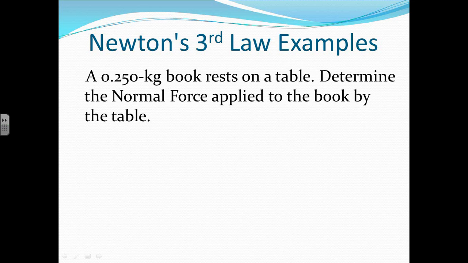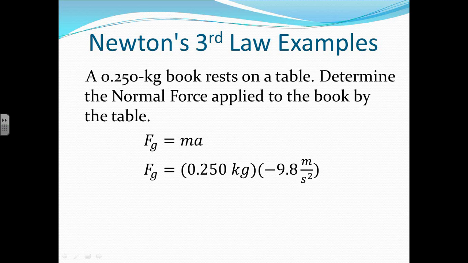So to start this problem, instead of looking at normal force directly, we're going to analyze this problem by looking at the gravitational force that's acting on the book and pushing against the table. Force of gravity equals mass times acceleration due to gravity. Our mass is 0.25 kilograms, and our acceleration due to gravity is a negative, meaning pointing downwards, 9.8 meters per second squared. Solving this for force of gravity, we find that the gravitational force acting on the book is negative 2.45 newtons.